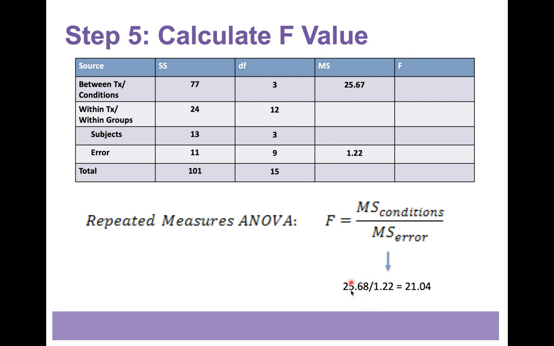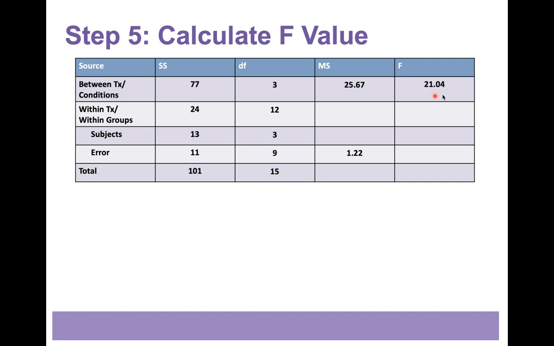25.6768, right? Rounding can be an issue here. Divided by 1.22 equals 21.04 for an F. Again, if you're a little off, if you've got 21.01, 21.06, 21.07, that's all perfectly reasonable and within random error variability or random rounding variability.